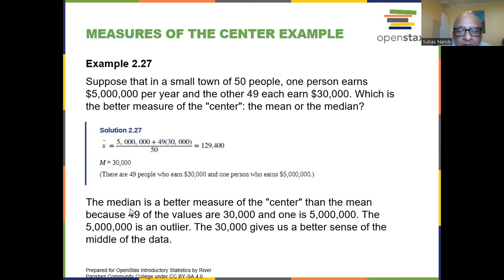The median is a better measure of the center than the mean because 49 of the values are 30,000 and one value is 5 million. The 5 million is an outlier. The 30,000 gives us a better sense of the middle of the data.